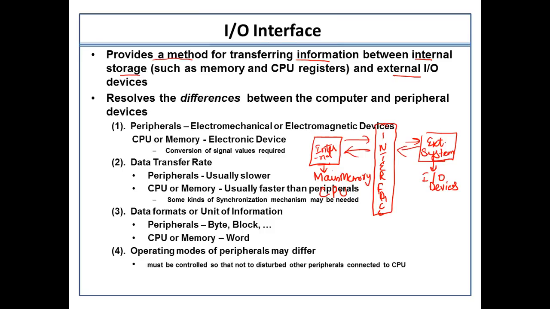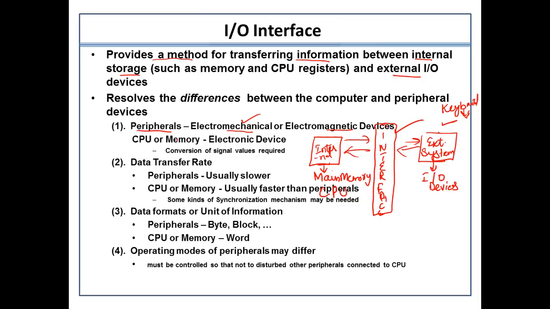So why are we using these interfaces? These are the reasons. The very first thing is that peripherals are equipment which work on the functionality of electromechanical or electromagnetic devices. Like the keyboard is usually an electromechanical device because it works on mechanical pressure over the keystrokes, right? So that's why it is an electromechanical device.